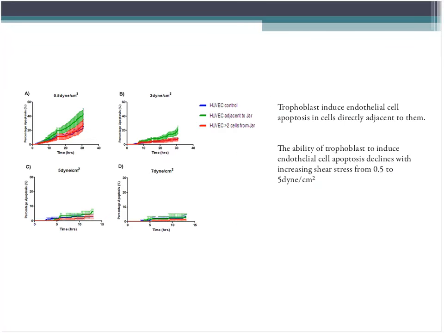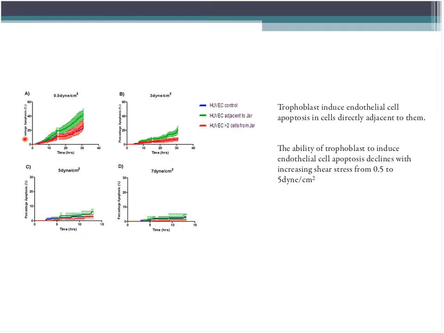Okay, so what we found in these cultures was a couple of things. Here we have your lower shear stress cultures that were able to run for about 30 hours, and the two higher shear stress cultures that ran for about 13 hours. And I've just plotted the percentage of apoptosis up the y-axis.